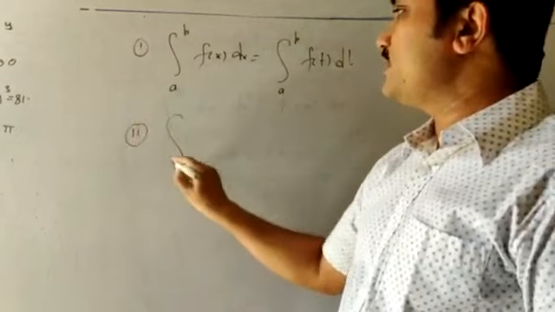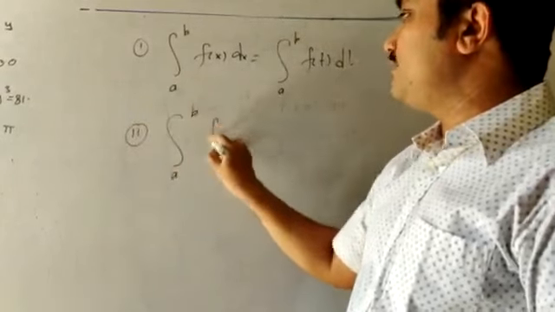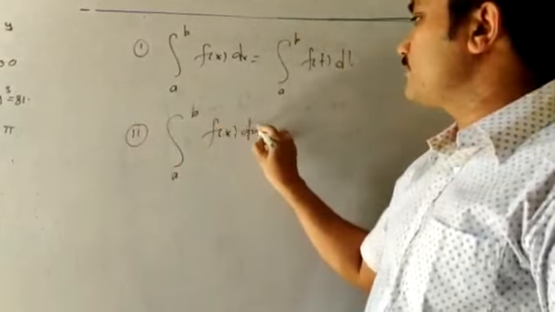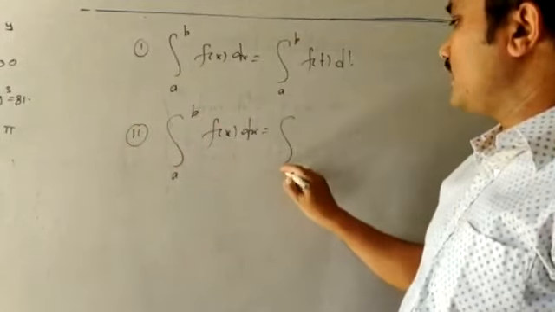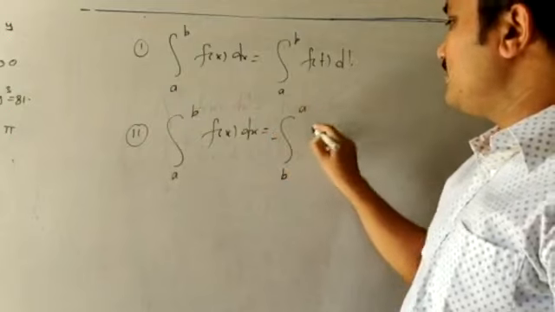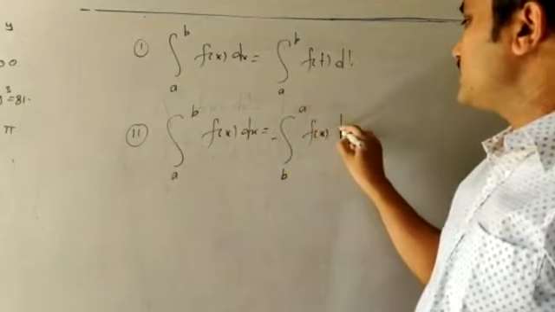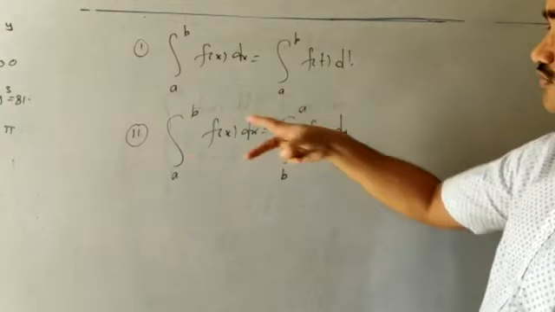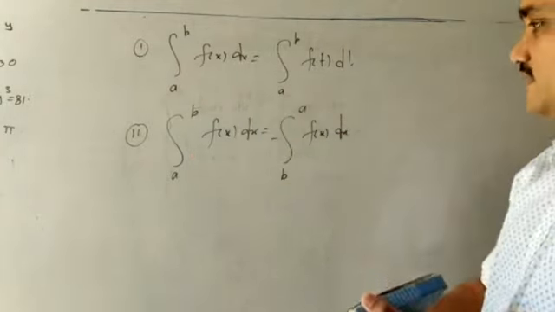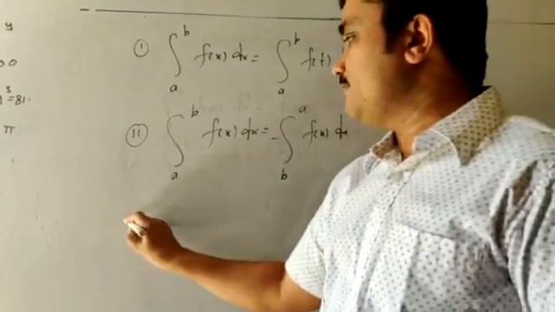The second property which we discussed is that integration from a to b of f of x dx is nothing but integration from b to a, and then we write minus here, of f of x dx. What does this say? If we interchange these two limits, the integral becomes negative. So whatever the answer, it will become negative.